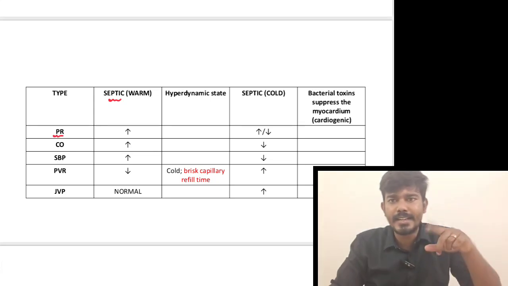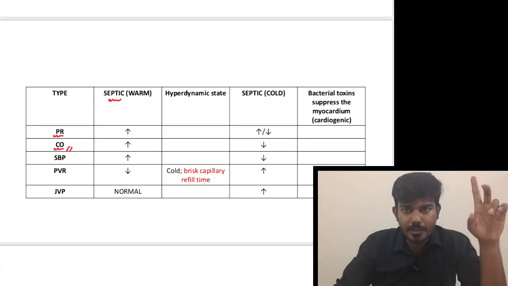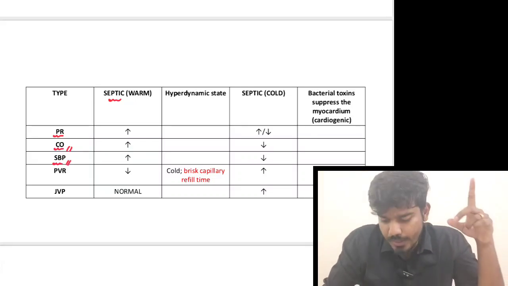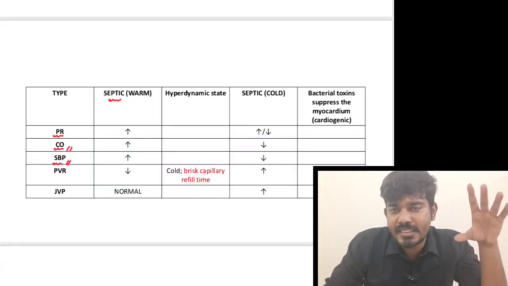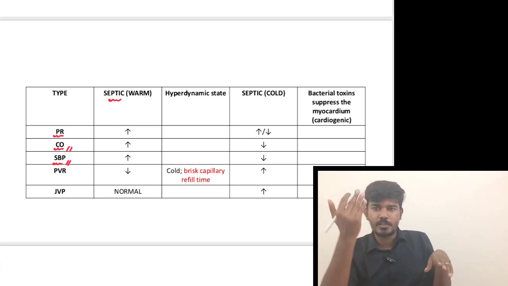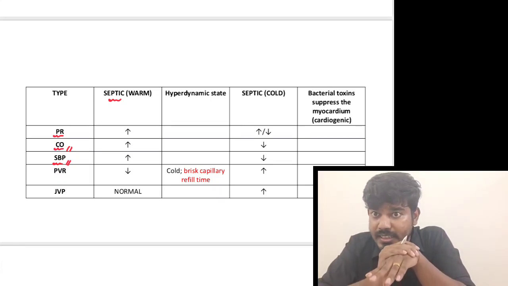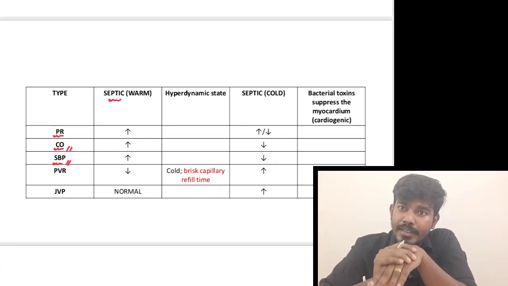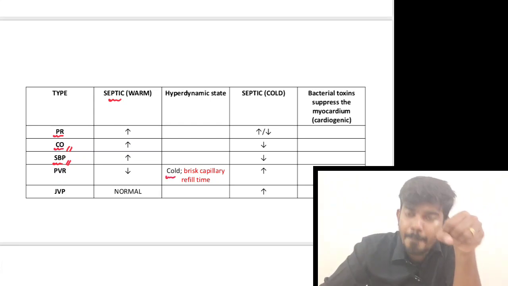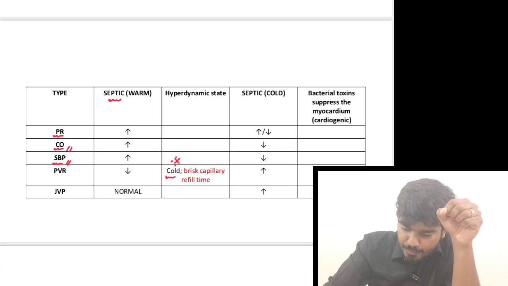The pulse rate will be increased. Since the pulse rate is increased, the cardiac output will also be increased. Also the systolic blood pressure is increased, whereas there is vasodilation. Because of vasodilation, the peripheral vascular resistance will be less. So there will be cold peripheries. There will be cold peripheries in case of an early phase of septic shock. This is very, very important. So cold peripheries.